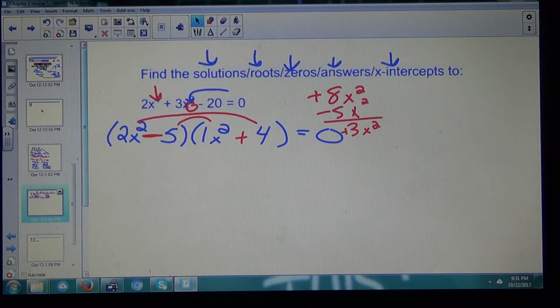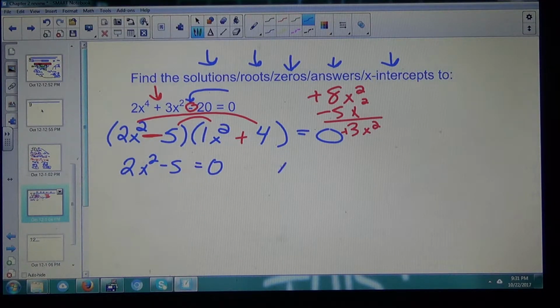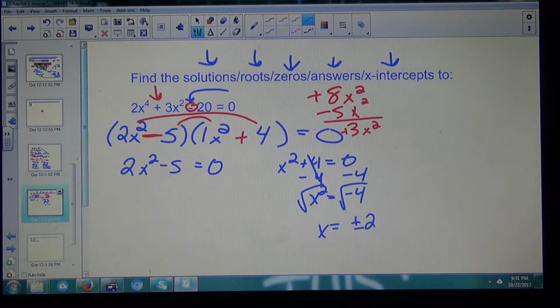Okay, and then once you have factored, how do I finish solving? Yep, set each one equal to 0. This is just like on the last problem here. So x squared equals negative 4, and then you guys know how to square root that. And just like the last problem, it's plus or minus 2i.